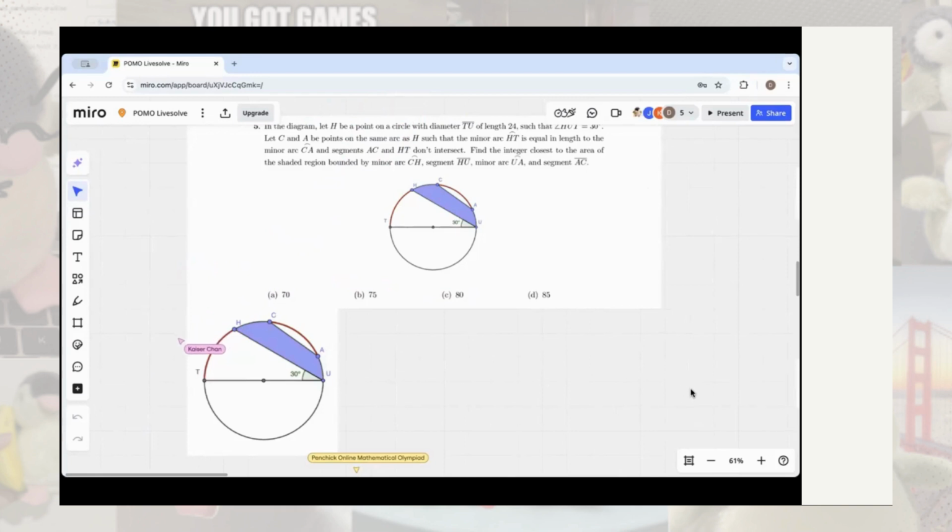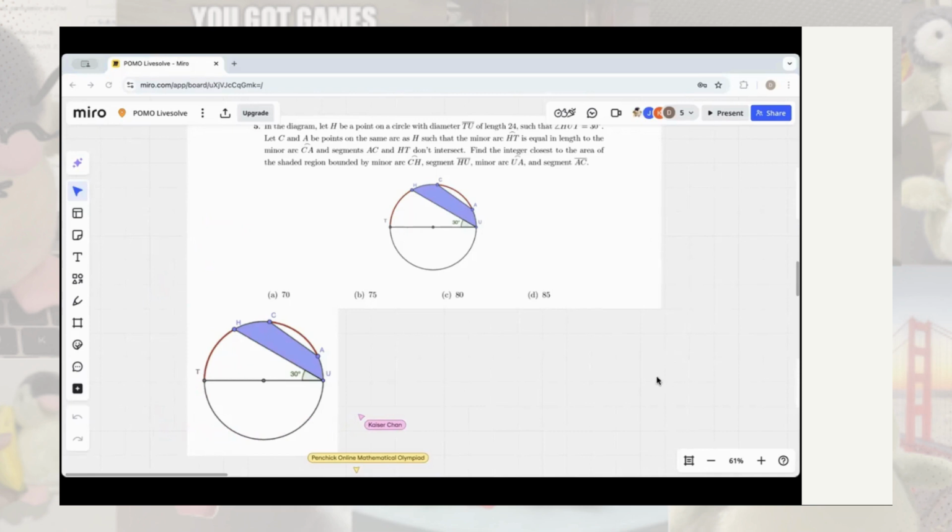First, in the diagram, let H be a point on a circle with diameter TU of length 24, such that angle HUT is 30 degrees. And then let C and A be points on the same arc as H, so that the minor arc HT is equal in length to the minor arc CA. So basically, the two arcs in brown have the same length. And segments AC and HT do not intersect.